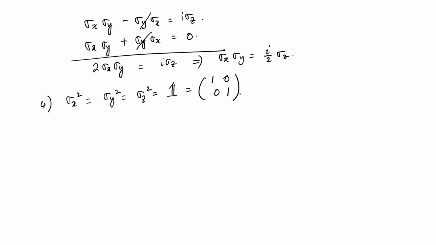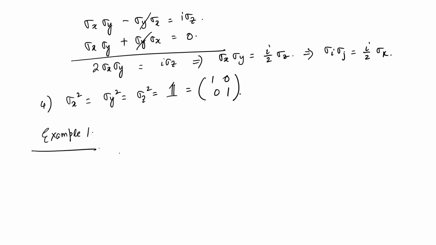Some other properties: to generalize, sigma_i sigma_j is equal to i times sigma_k, and you should keep the cyclic order of x, y and z, or i, j and k. Let us take a simple example for the properties we just saw: the commutation, the anti-commutation, and the square of each of them being equal to 1.